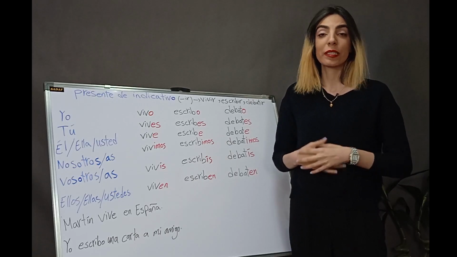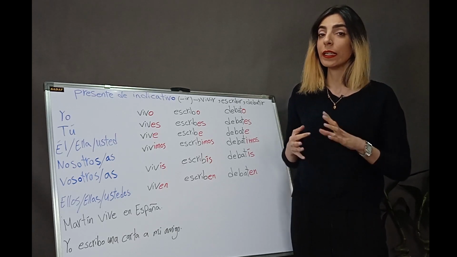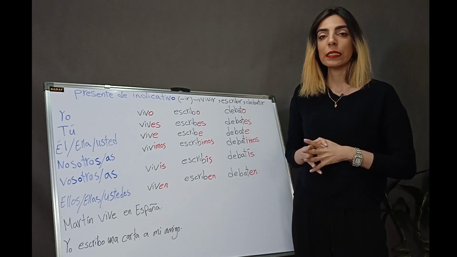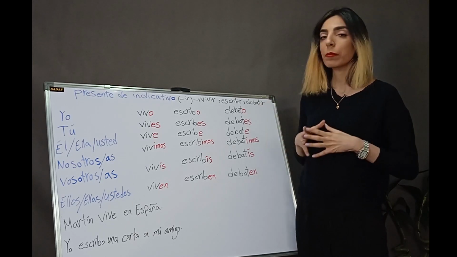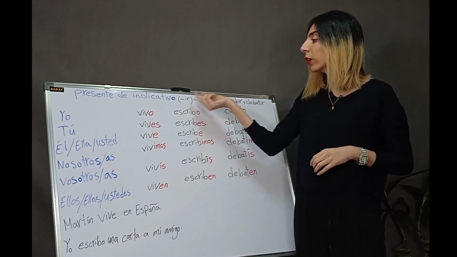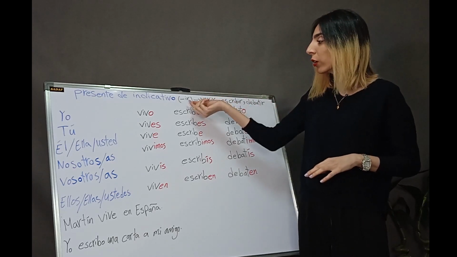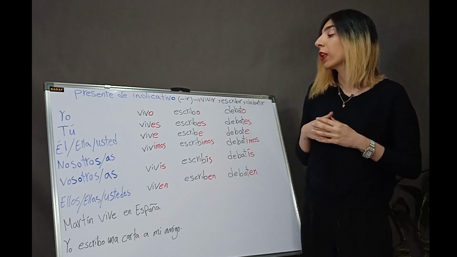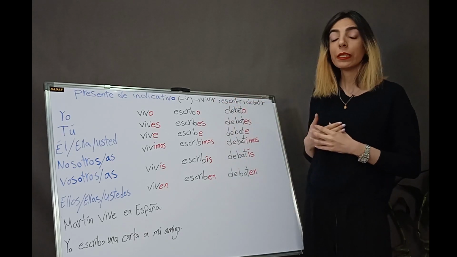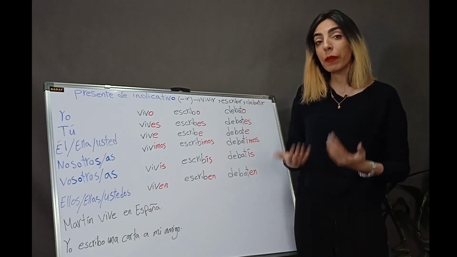As you know, verbs in Spanish end in three terminations: AR, ER, and IR. So today I'm gonna teach you IR, those verbs which end in IR. First of all, we have to delete IR at the end of the verbs. Like the verb vivir means to live. Escribir means to write. Debatir means to debate.